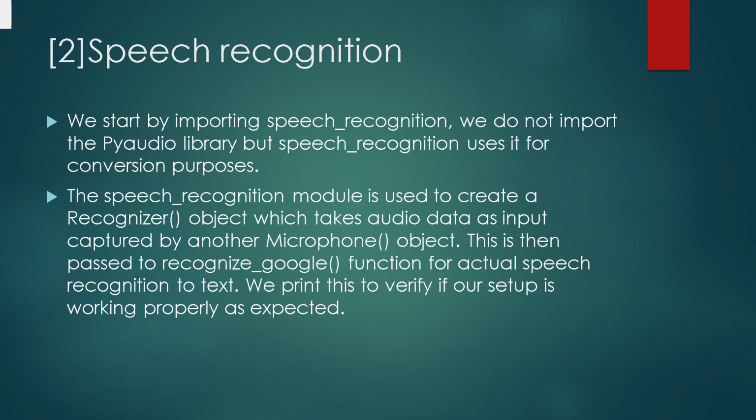So the speech recognition module is used to create a Recognizer object. Recognizer is an object which takes audio data as input, captured by another object, the Microphone. Microphone is also an object. This is then passed to the recognize_google function. recognize_google is a function, and speech recognition is the module, but Recognizer is an object as well as Microphone is also an object.